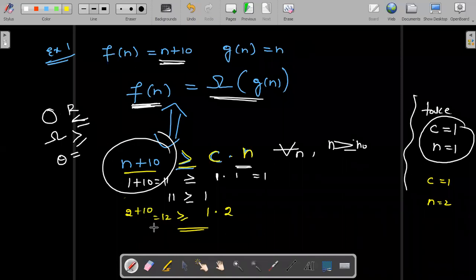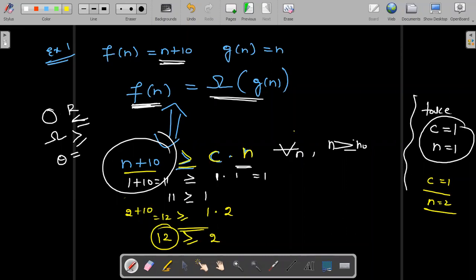Understanding now? I have taken c equal to 1 and n equal to 2. Now when I substitute all these values, you get 12. 12 is greater than or equal to 2, so this satisfies. What is n naught here? Please understand, n naught is 1, starting from 1. So take 2, 3, 4, 5. Every value satisfies.